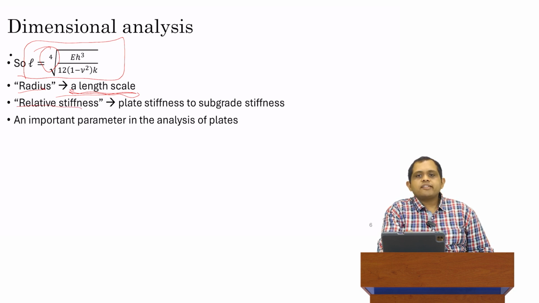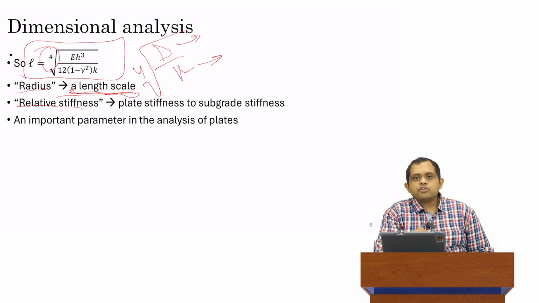Relative stiffness, because as I showed previously, this is basically the fourth root of D over K. So this is the stiffness of the plate. This is the stiffness of the subgrade. It's not a ratio because it's not unitless, but it's some type of fraction which shows the relative stiffness of the plate with respect to the subgrade, and hence the term relative stiffness. It's some sort of plate stiffness to subgrade stiffness, keeping in mind that these are not the same stiffnesses mathematically. And hence this particular term got the name the radius of relative stiffness.